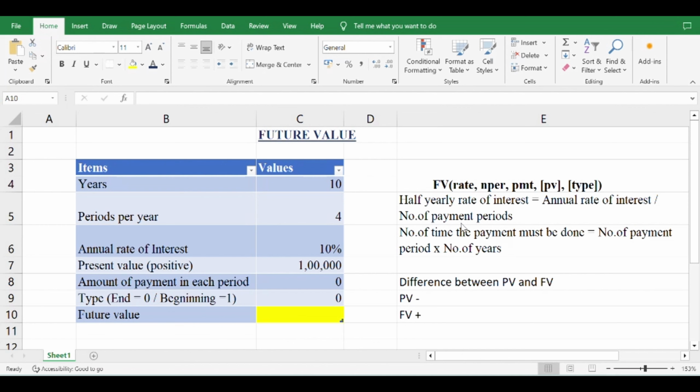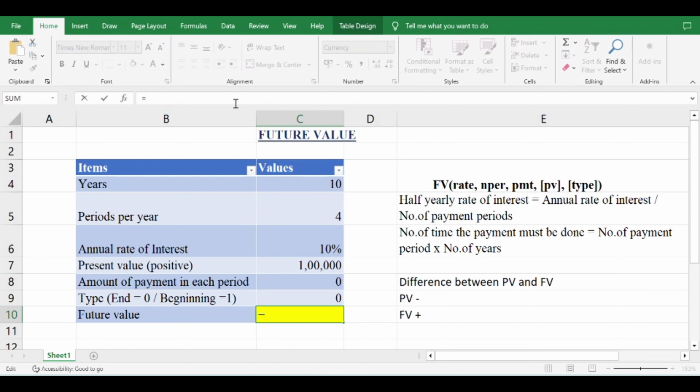At the side, you'll be noticing that there are a few formulas. They basically tell what the half-yearly or quarterly rate of interest is. It's derived from the annual rate of interest divided by the number of payment periods, which means your 10% will be divided by 4, which is 2.5% per period. And the next one is the number of times the payment has to be made, which is basically the periods per year times the number of years. So you have to pay 4 times a year for 10 years, which means you have to pay 40 times in 10 years.